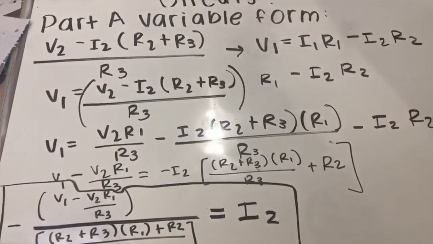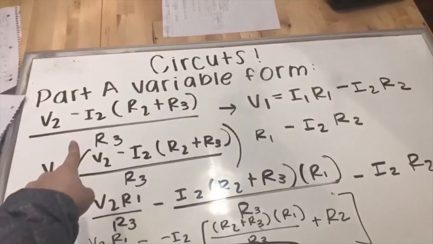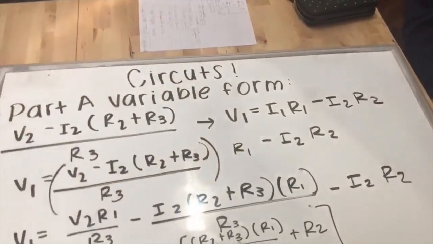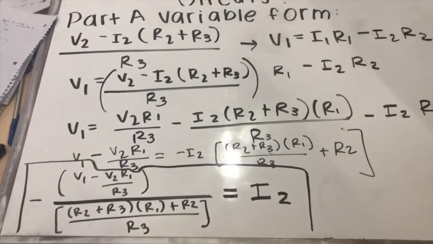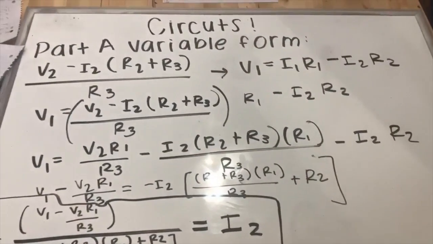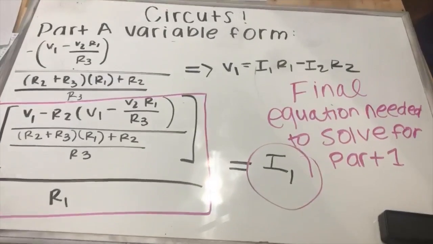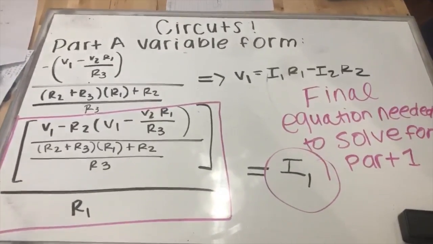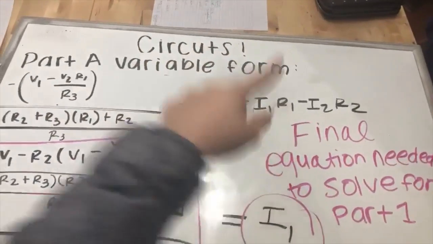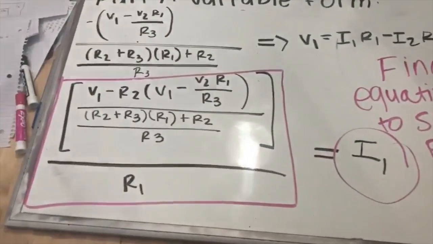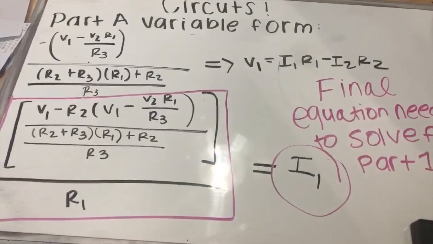Okay, so continuing with variable form, I put the equation found in the last part into the equation for the first loop on the circuit, and we get this equation. And feel free to pause at any point to check if your algebra is also matching up. Okay, so in the final step here, I've put the equation we found in the previous portion into the equation for the first loop, and you get this very big equation to solve for I1, but keep in mind this is just for part A.